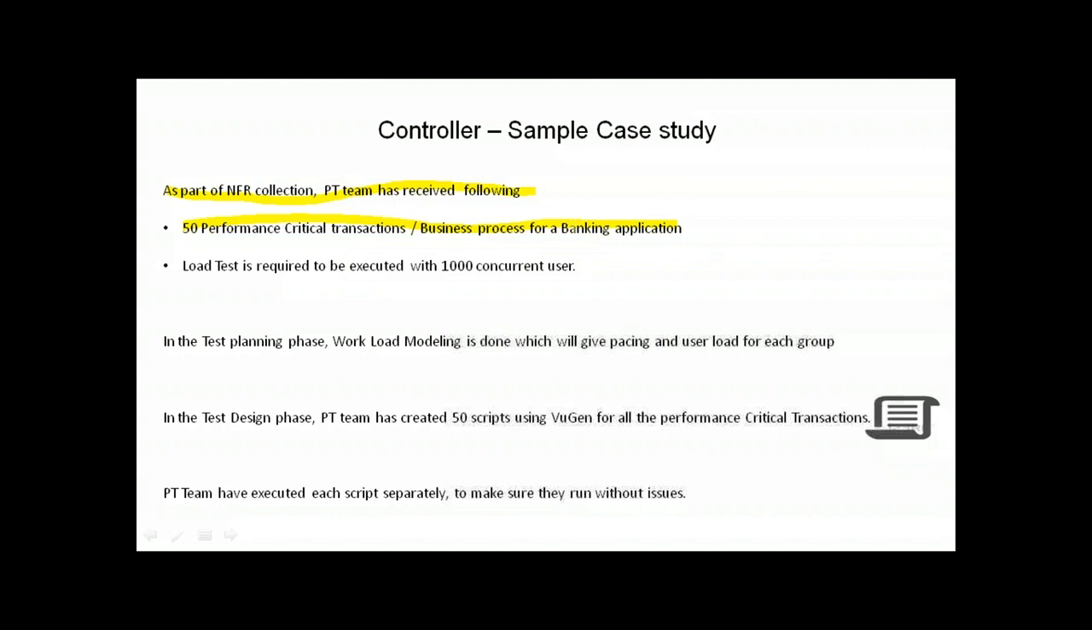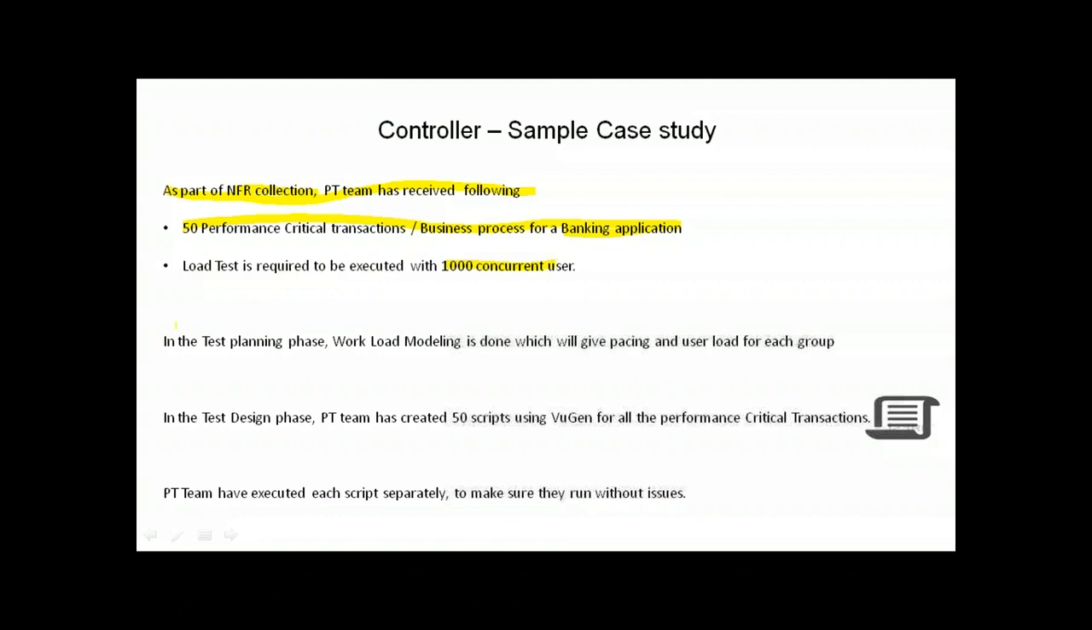First of all, the application under test is a banking application, and as a part of NFR collection, which is the first stage, they've received a couple of NFRs. What is that? 50 performance critical transactions or business processes. Second, the load test needs to be executed with 1000 concurrent users. This is what the PT team has received.